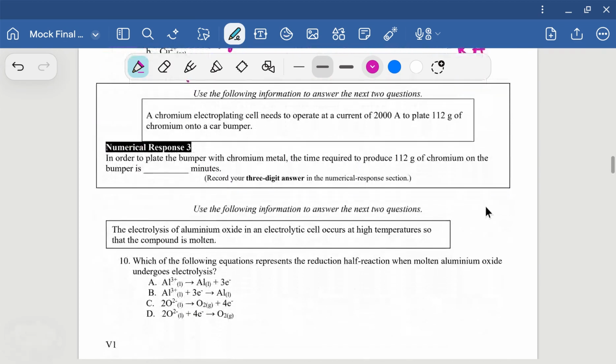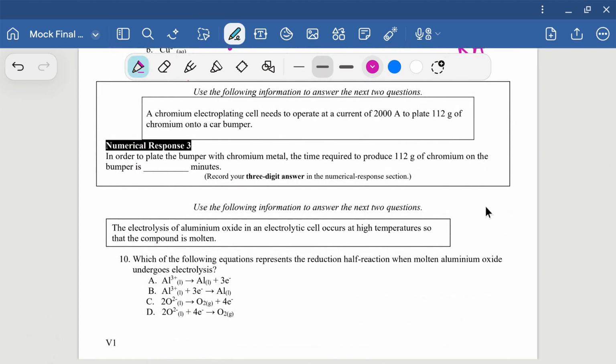This next one is about plating. When you are plating, you only need a half reaction. So in this example, you are plating chromium. So we need the half reaction of chromium. So I would take chromium 2 positive and add 2 electrons to get chromium solid.